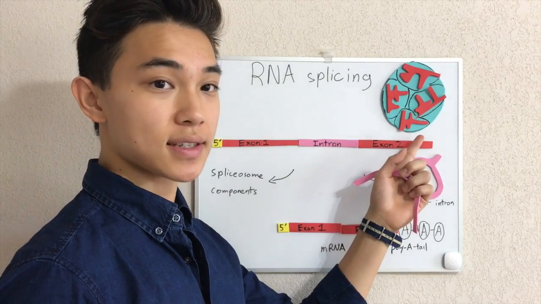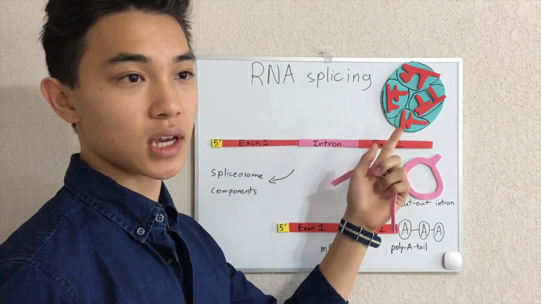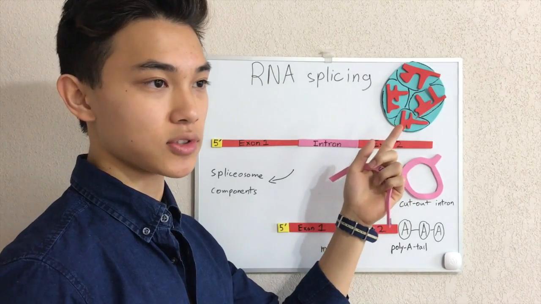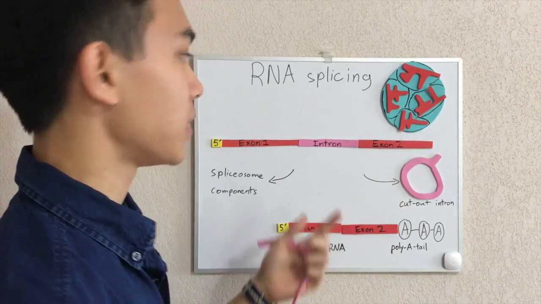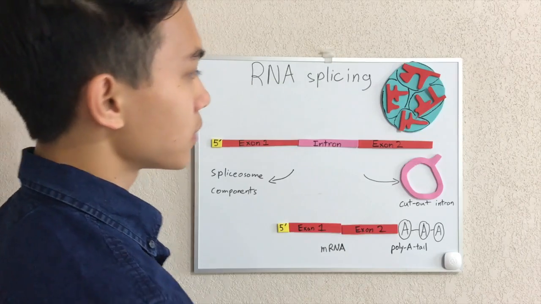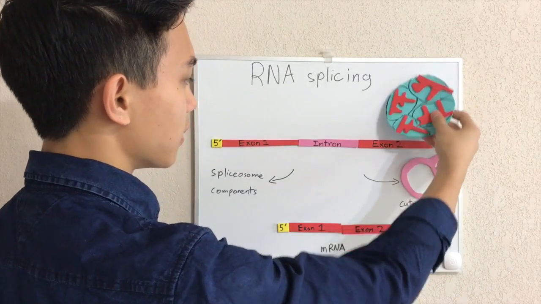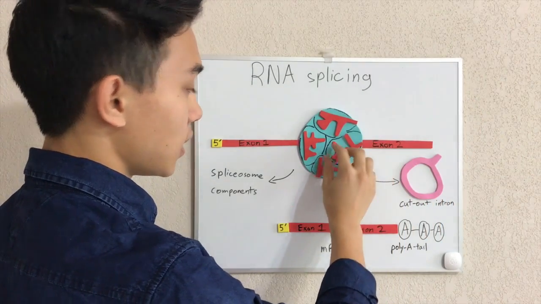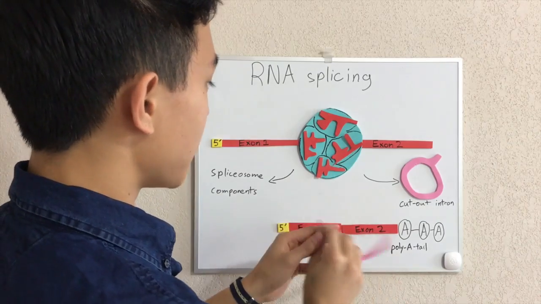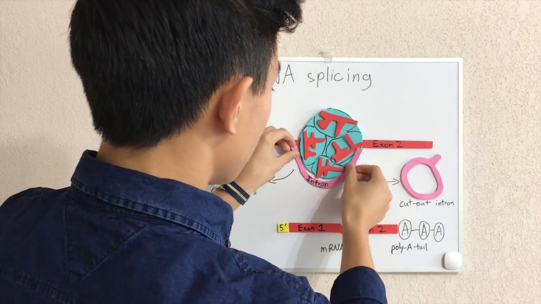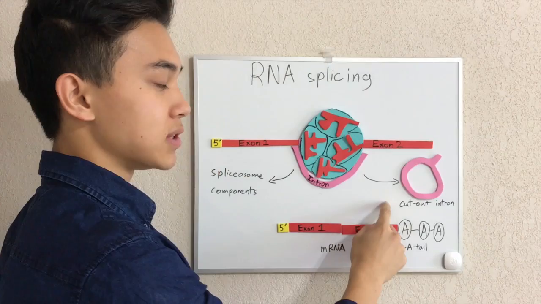The spliceosome acts as a riboenzyme. A riboenzyme is an RNA molecule that can act as an enzyme and splice out RNA. So, the spliceosome will find the right intron, and using base pairing, it will splice out the intron. The spliced out intron will later be degraded.